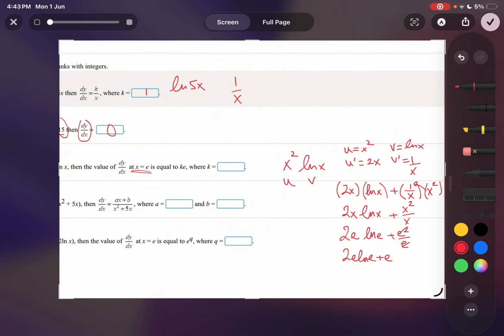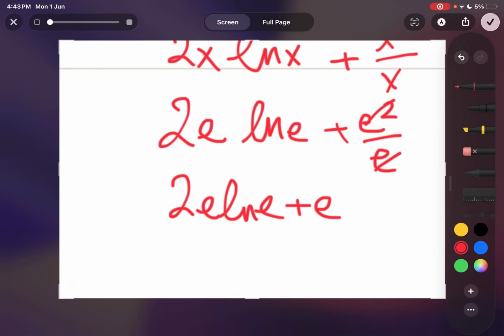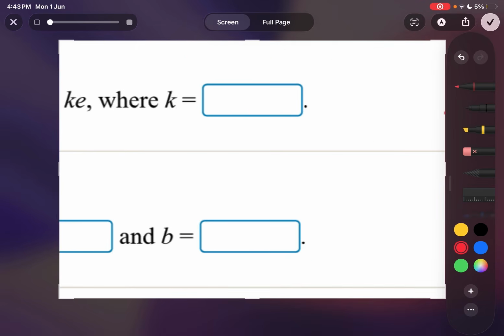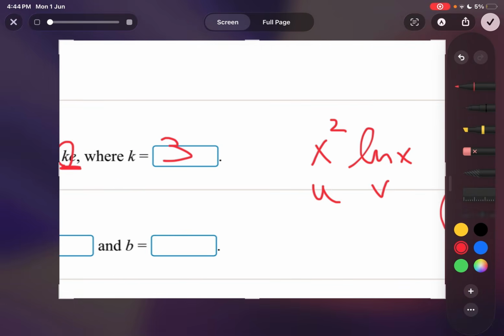Where k is equal to what? How is it 3? Because ln e is 1, so this 2e ln e plus e is 2e plus e, which is 3e. Here they want ke, so they want the number that goes with e, which is 3. And that's your final answer for k.